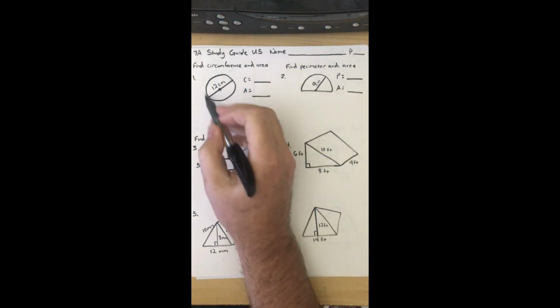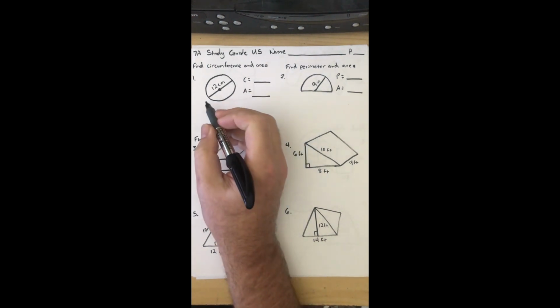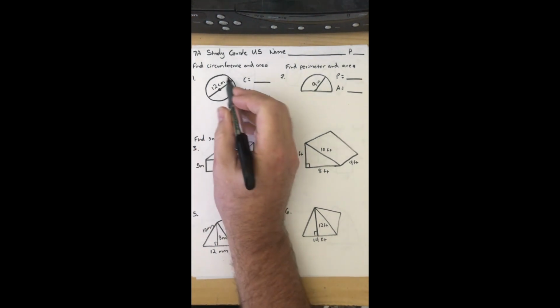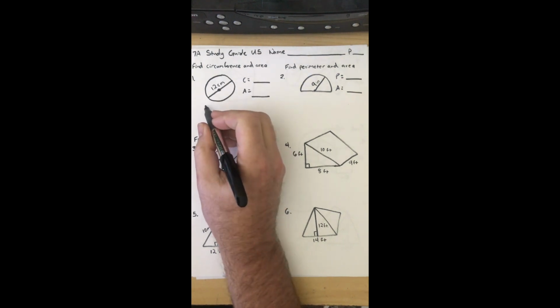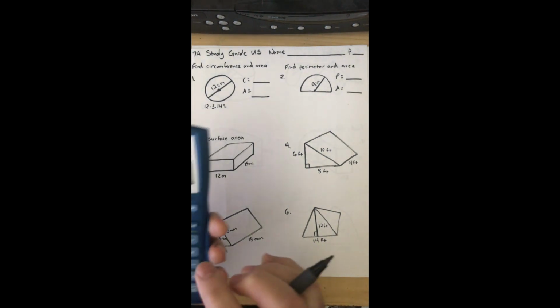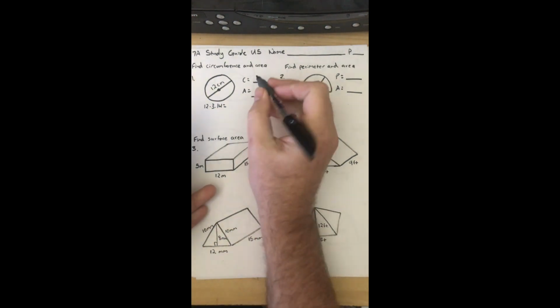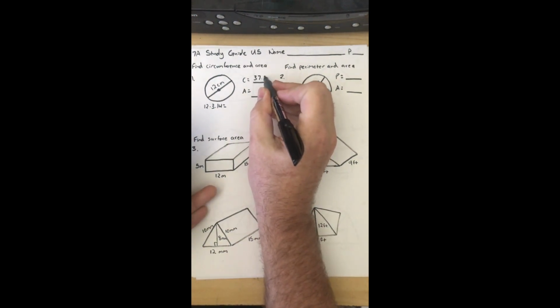All right, we've got a full circle here. I've got a diameter of 12 centimeters, and I'm looking for the circumference. I know that circumference is pi times the diameter. So that's going to be 12 times 3.14. I get 37.68, and that's going to be centimeters.